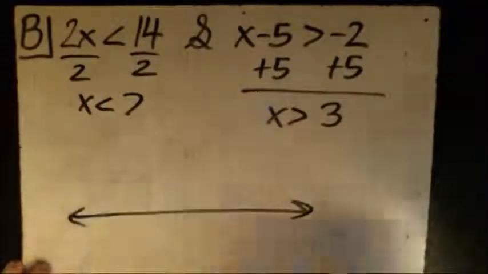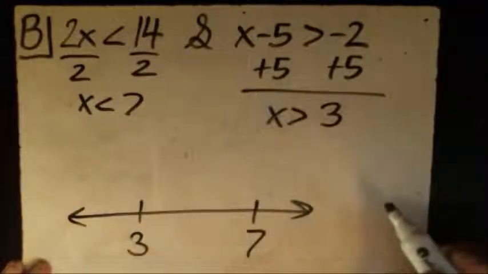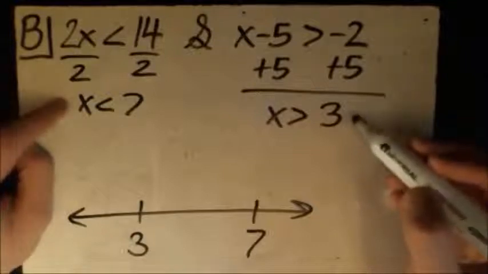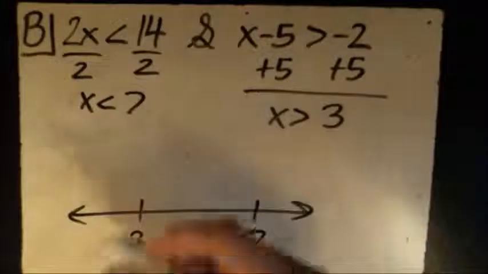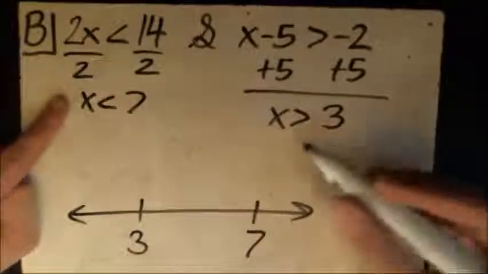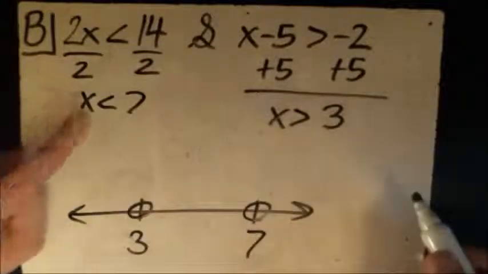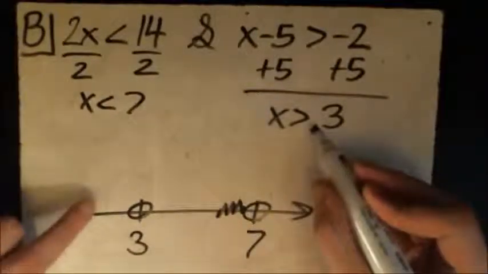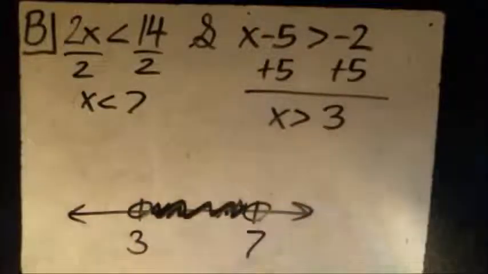So when I do my graph, my 2 points are 3 and 7. One thing I want to point out here is that even though I got them in different orders, I got 7 here and 3 here, on my number line, I need to remember to set them up correctly. So 3 would be further to the left than 7 would be. Once again, both of these are going to be open circles. And I need to shade to the left of 7, but to the right of 3. So once again, my graph is going to be all the space between.